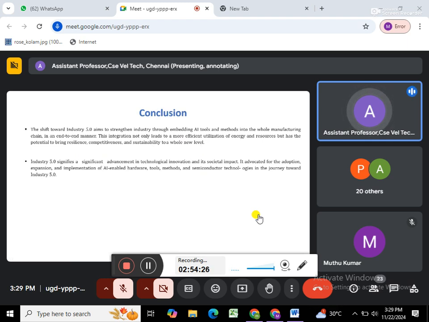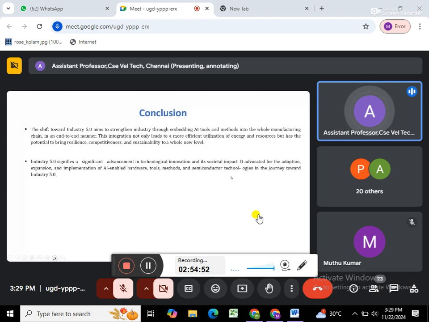Industry 5.0 is going to make a huge transition, but all the transition is going to be with respect to being human-centric as well as sustainable. So these two things have to be addressed in a very efficient way, and that is the expectation of Industry 5.0. And Industry 5.0 signifies a significant advancement in technological innovation and societal impact. So that is also very important.